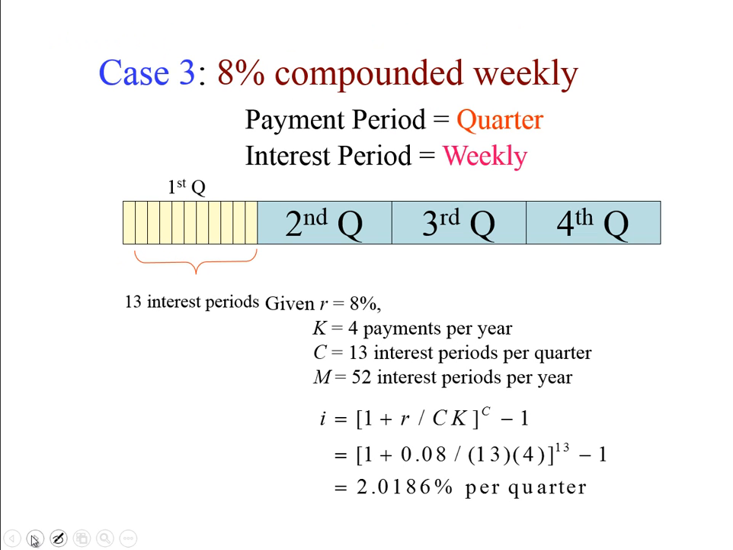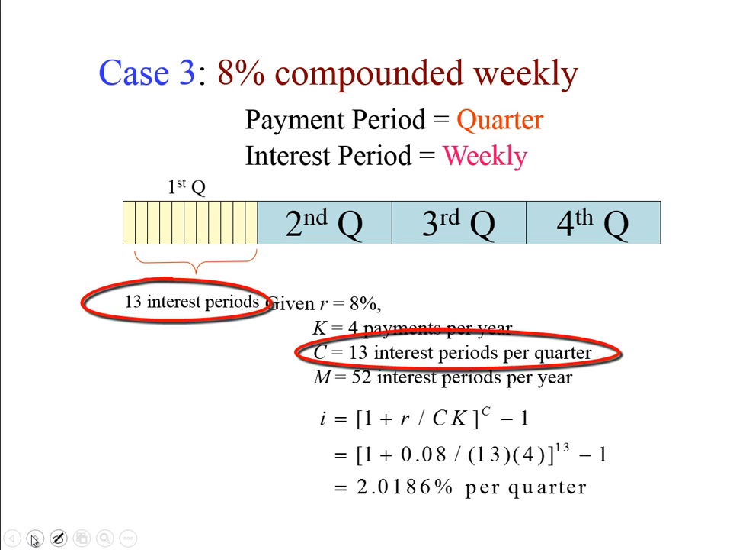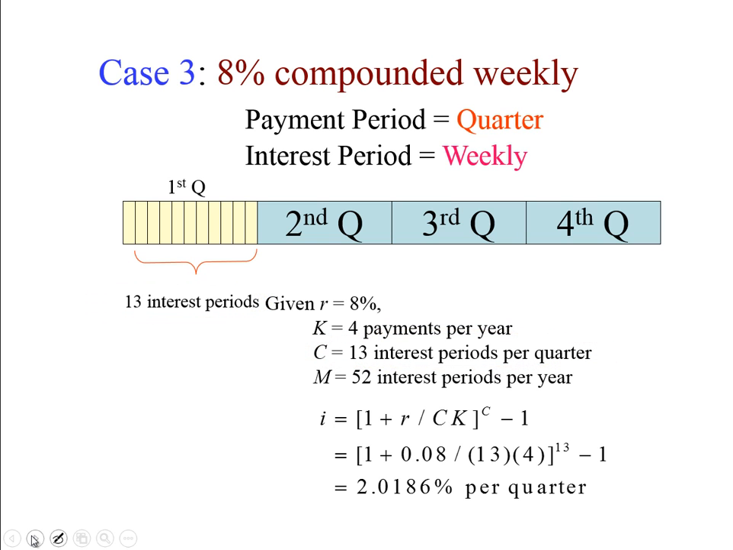In the third case, what if we have the interest compounded weekly? Then we have 13 interest periods per payment period. We have 13 weeks within a quarter. Using the formula and plugging in the numbers, the interest per pay period, or quarter, will be 2.0186%.